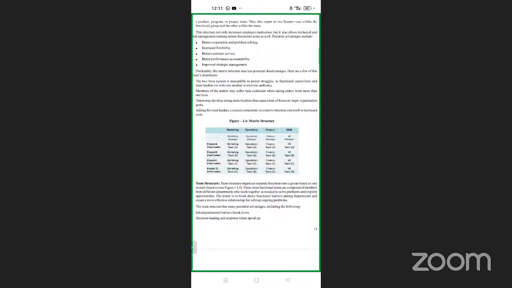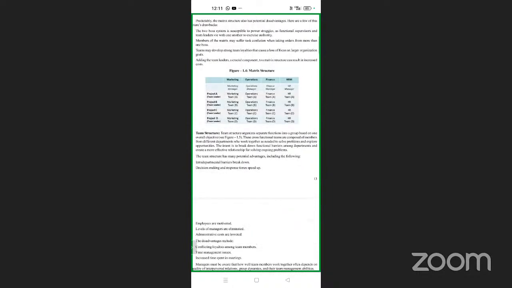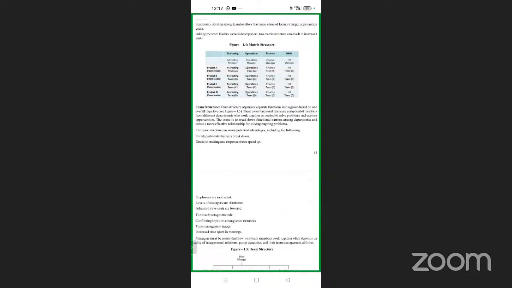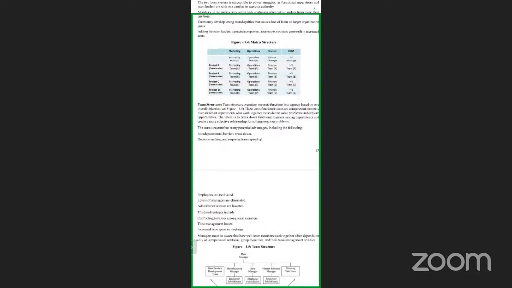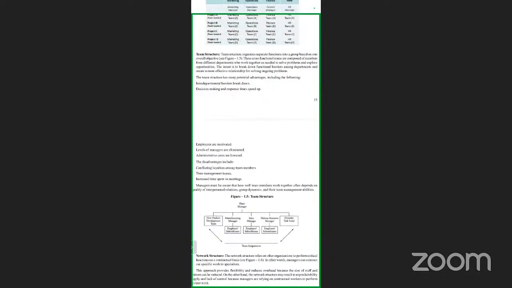So this team structure has got a lot of potential, that is advantages, where you can see a matrix including project A, marketing, operations, finance, HR. So likewise, the team leaders are being meant. Under each team leader, subordinates will be working. And in the team structure, interdepartmental barriers will be breaking down if this kind of structure is adopted. Decision making becomes easy, and within no time, because here you don't have to wait.